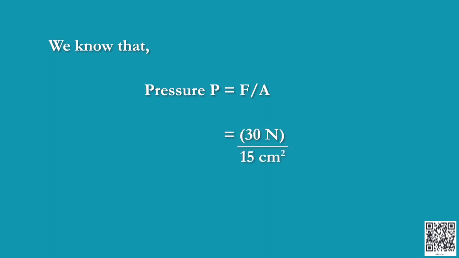Force is 30 Newton, whereas area is 15 centimeter square. Here we need to note that area is given in centimeter square. This gives us the value of pressure as 30 divided by 15, that is 2 Newton per centimeter square. So, the pressure acting is 2 Newton per centimeter square.